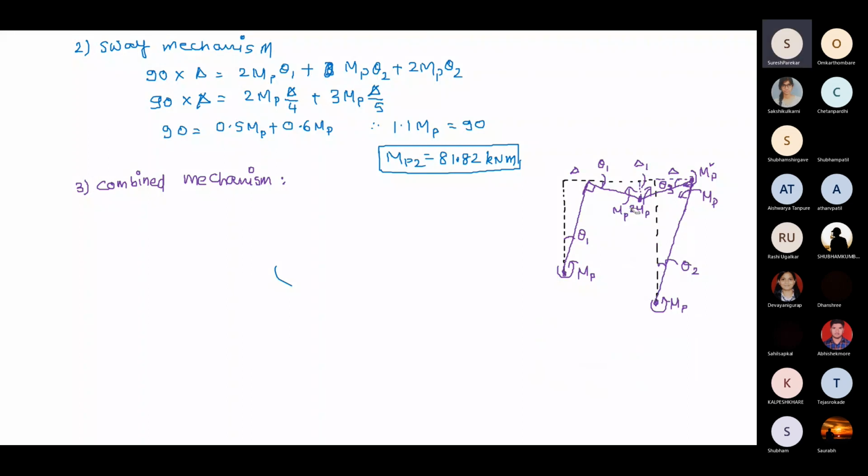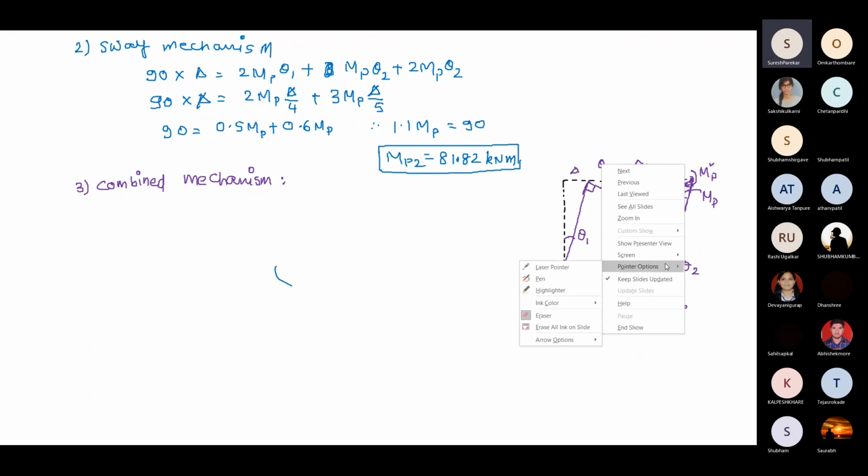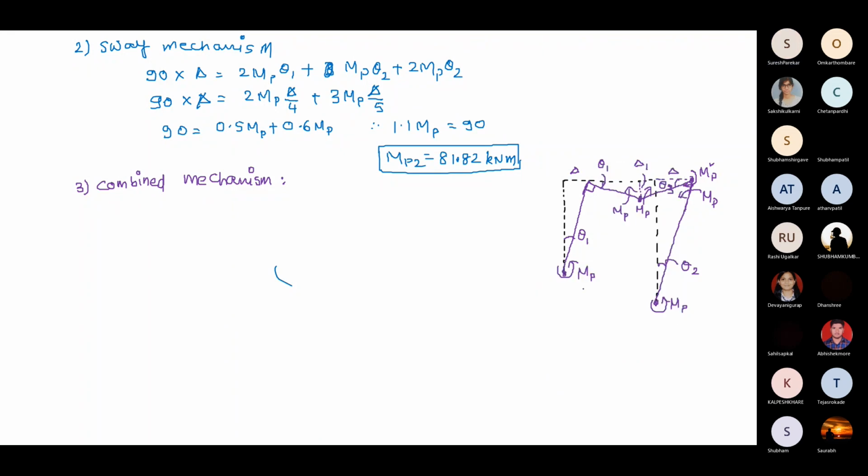Then this will be MP, and this will be 2 MP. Then we will go for WE equal to WI. Then we have this load 90. What is vertical load? 100.